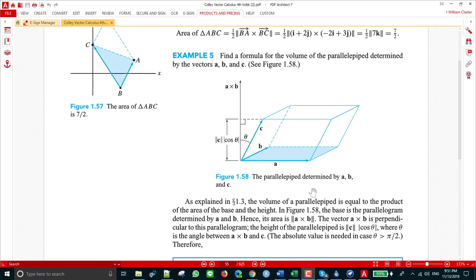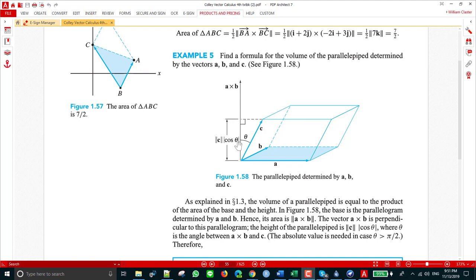In figure 1.58, here, the base is the parallelogram determined by A and B. We just showed that, and we just worked with that. So the norm of A cross B is the area. Hence, its area is the norm of A cross B. The vector A cross B is perpendicular to this parallelogram, right? So here's A cross B, perpendicular.